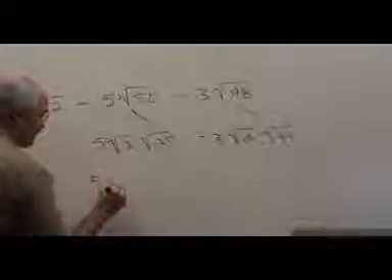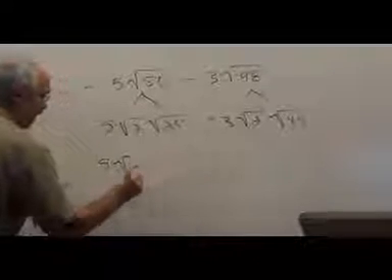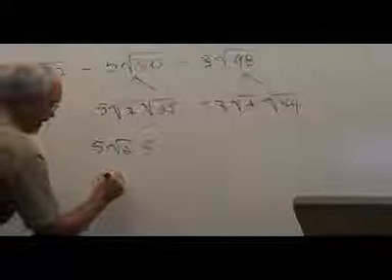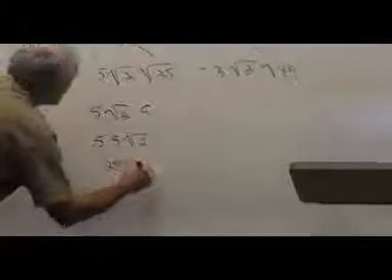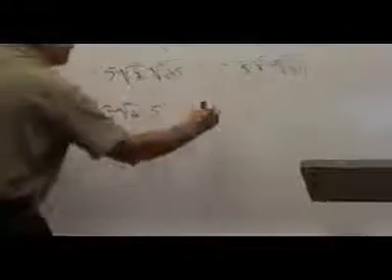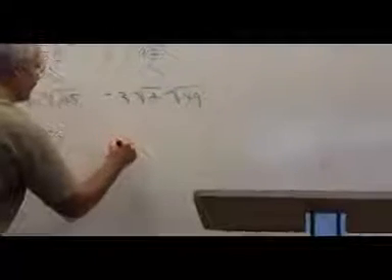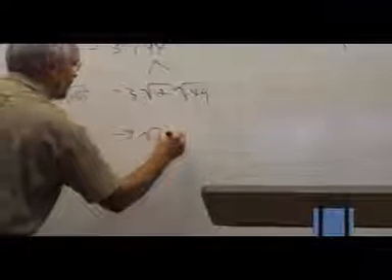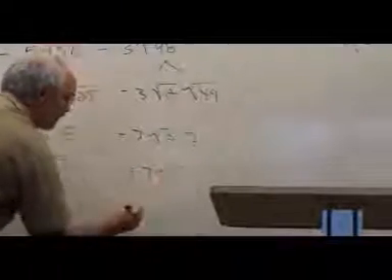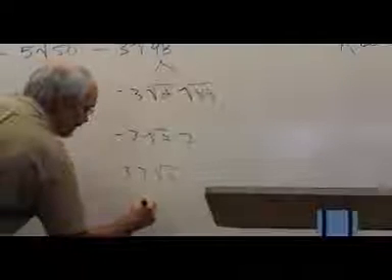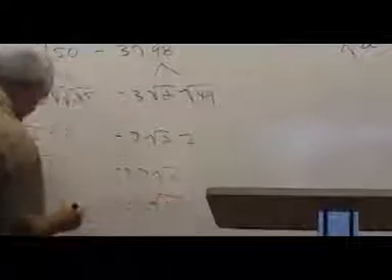Sometimes I just forget that part. This is 5 times the square root of 2 times 5, which I'm going to reorganize as 5 times 5 times the square root of 2, which is 25 times the square root of 2, with that negative sign. This one over here is minus 3 times the square root of 2 times 7. I'm going to reorganize. Minus 3 times 7 times the square root of 2 is minus 21 times the square root of 2. Okay?